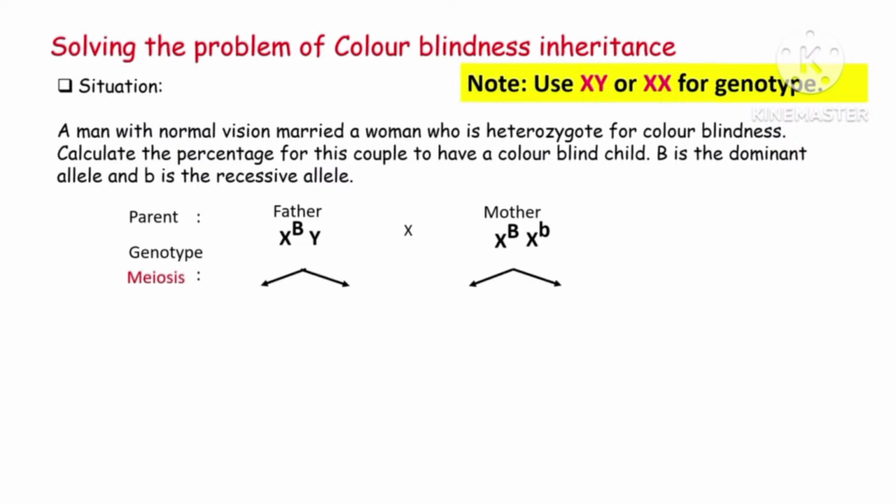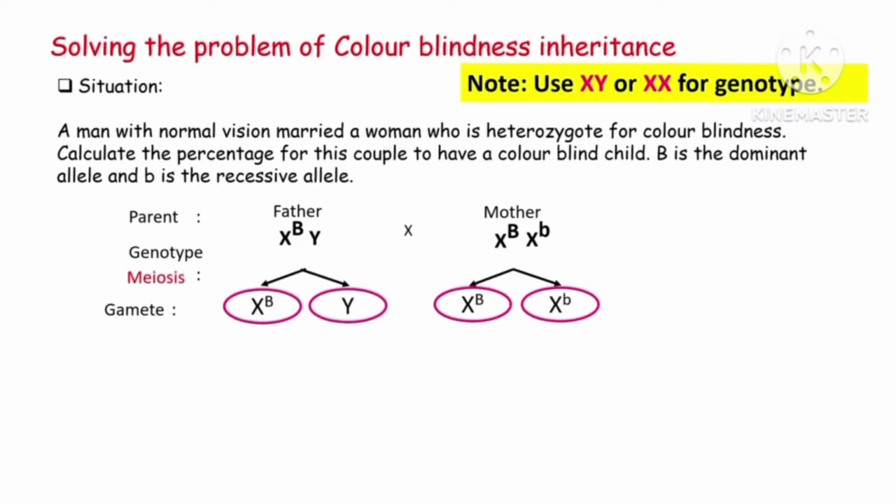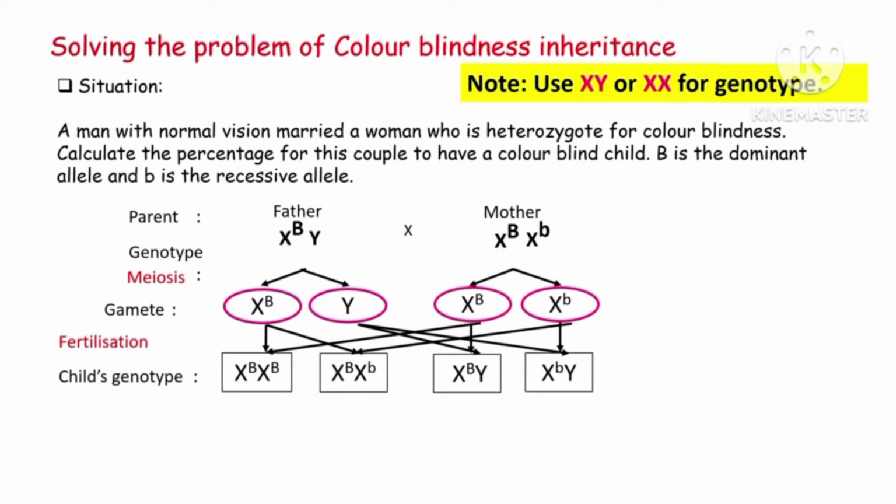So next is meiosis, to get the gametes. After that is fertilization. And from the fertilization, you will get the genotype for the offspring or for the child. Okay? So can you tell me what is the phenotype for the child? And can you answer the question, the percentage for this couple to have a color-blind child? Yes, for the genotype, you have to identify the child's phenotype.